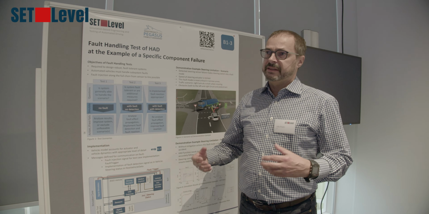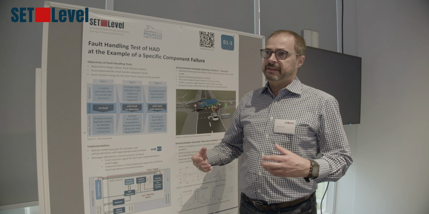Then we would simulate with fault and check if the system is fault tolerant enough to handle the situation without any alteration. But if the system with a fault and without detection fails, then we would have to implement a fault reaction and again do a test to check whether this implementation of the fault reaction is appropriate. So test number 3 would be simulating with fault and with detection and with reaction of the system. So that's our task. And now let's look at the simulation environment.